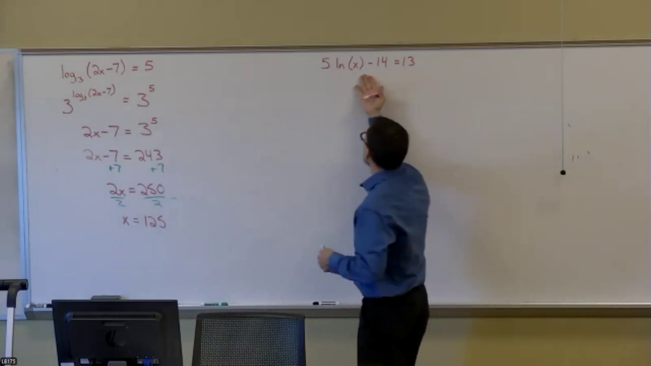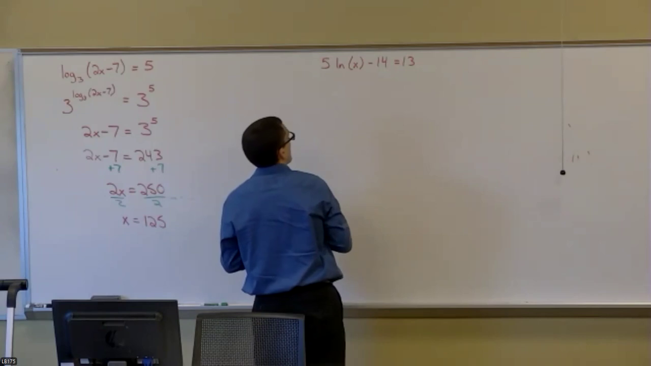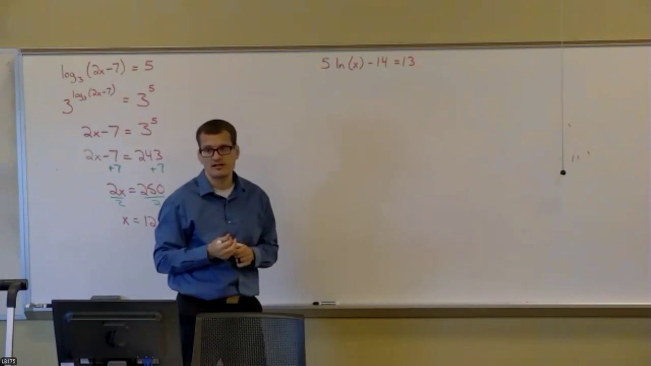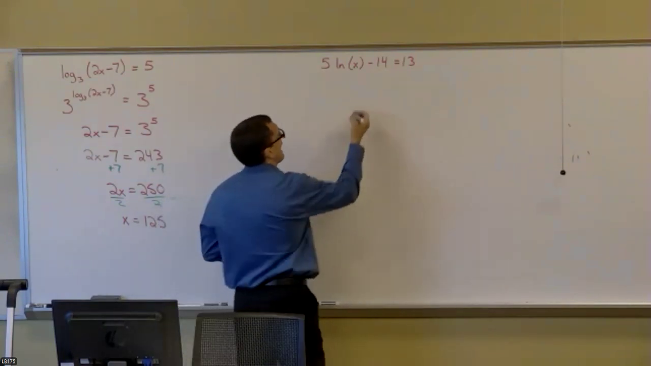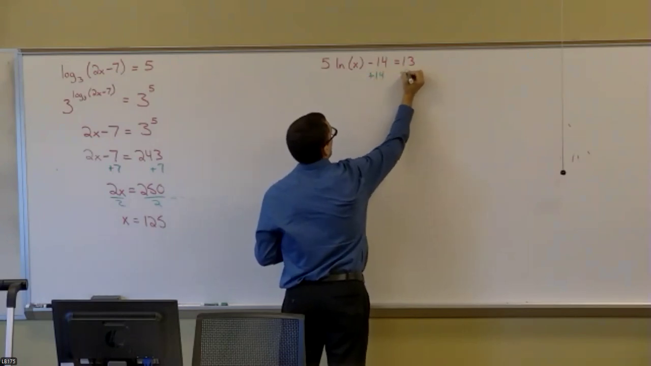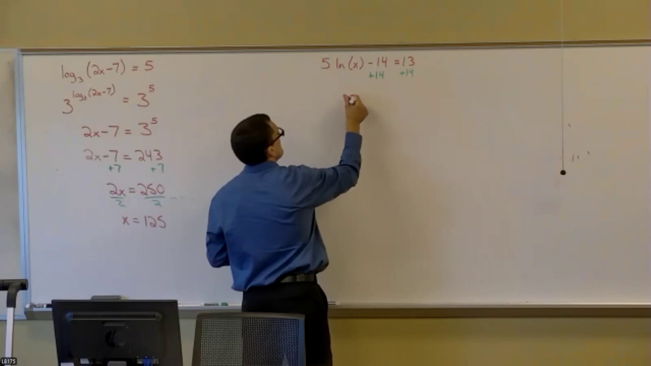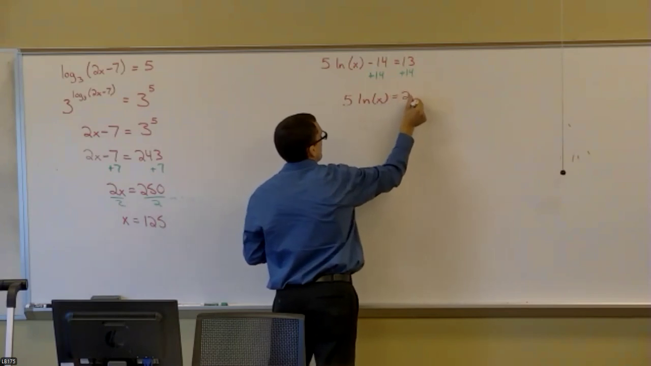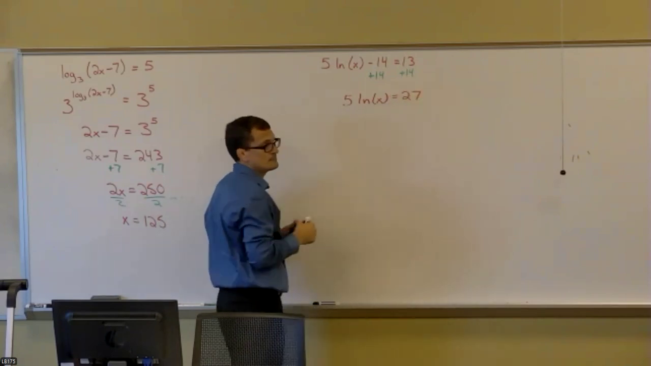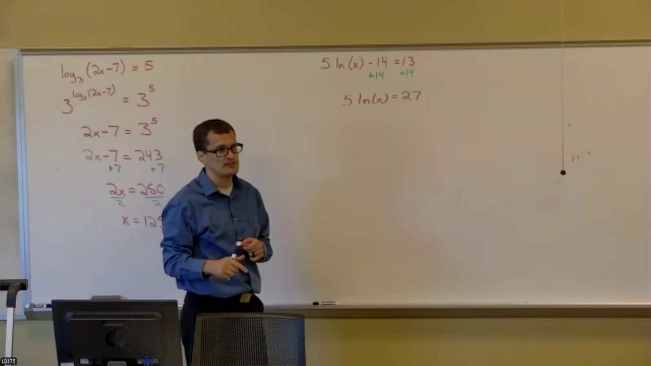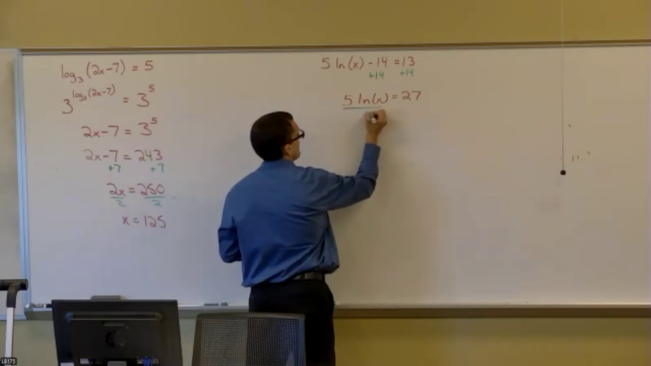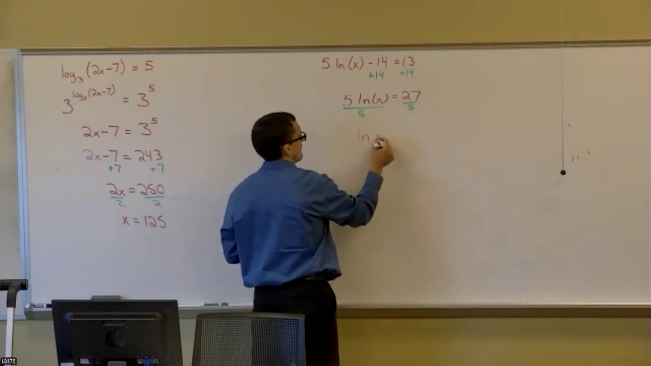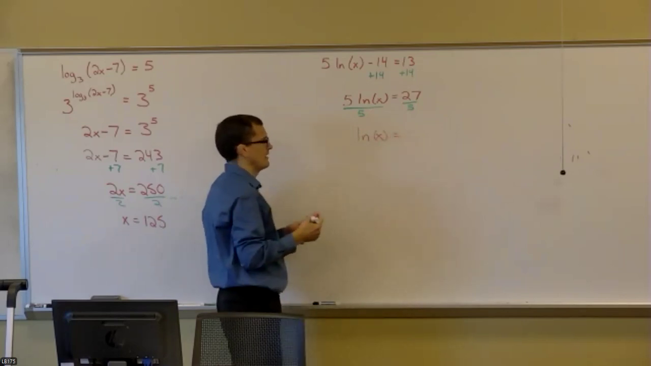Now, the same thing would be true in an equation like this, although we have to isolate the natural log before we move on. So I would have to add 14 to both sides, giving me 5 times the natural log of x is equal to 27. Then I want to get rid of that coefficient of the natural log, so divide both sides by 5. And now I have natural log of x is equal to 27 over 5.